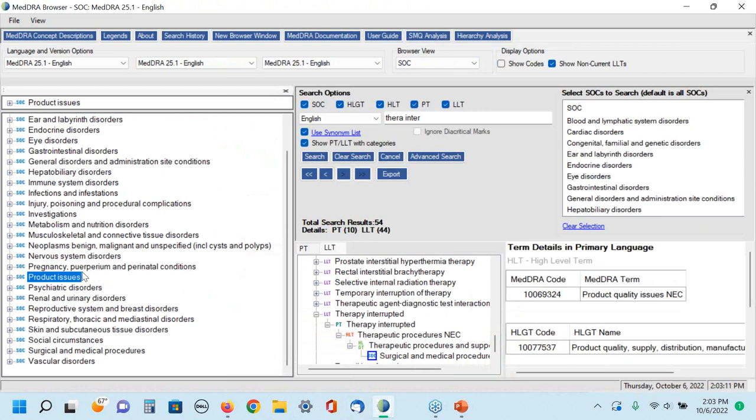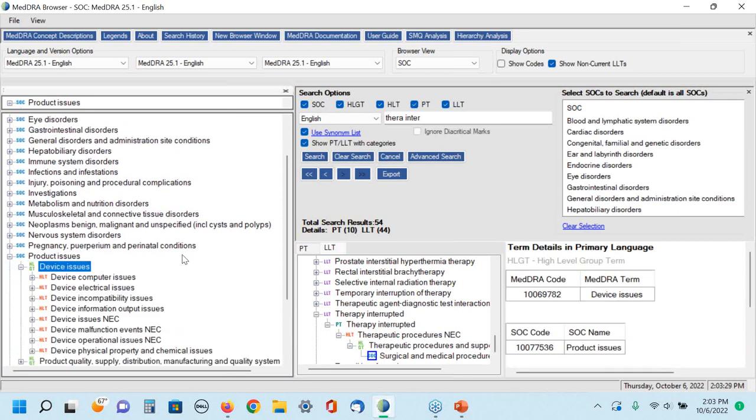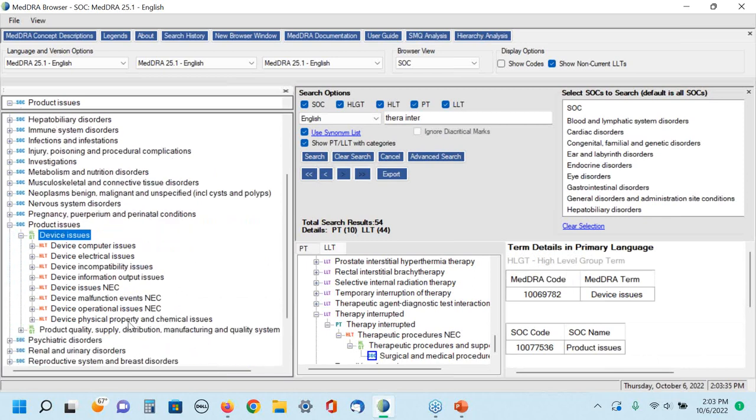And specifically, in this particular situation, we are talking about an infusion pump. So what happens if I go under product issues and I get to device issues versus product issues? I'm going to go with device issues because obviously we're talking about an infusion pump. And once I look there, I begin to see a bunch of terms, HLTs, that I can consider.